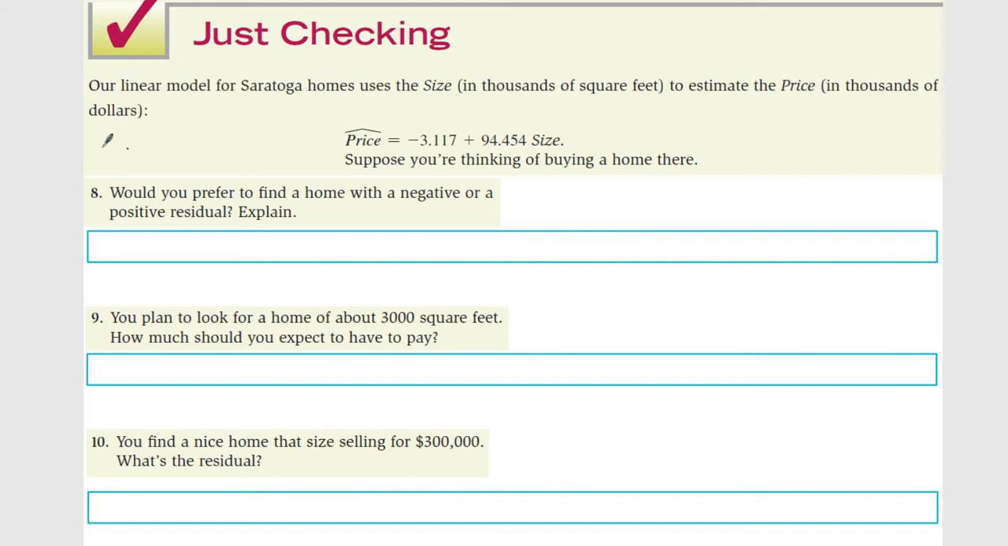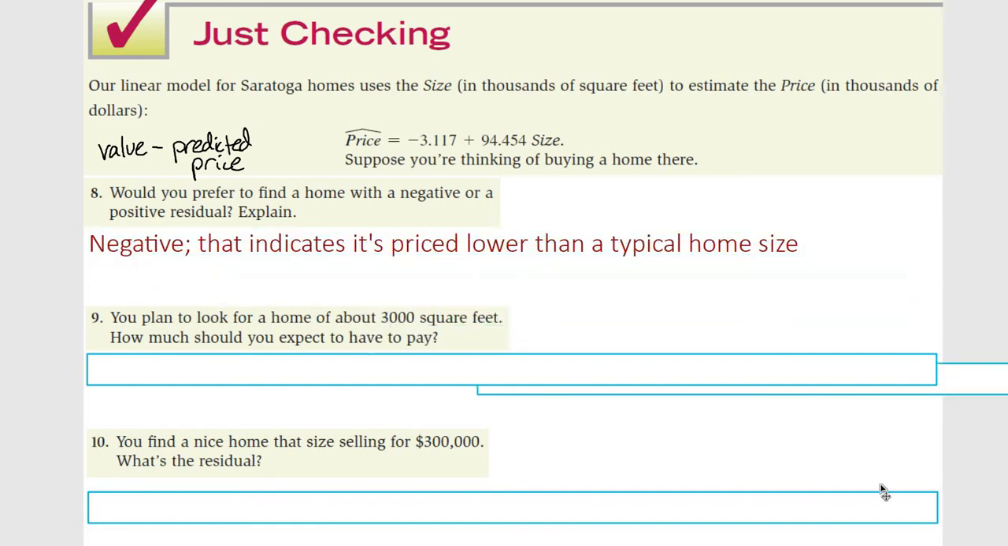Think about this. Our value, that's what's actually on the market, minus our predicted price. Do we want that to be positive or negative when we're buying a home? Well, I want my predicted price to be higher. I want to save some money. So if I want the predicted price to be higher, that's a negative residual.